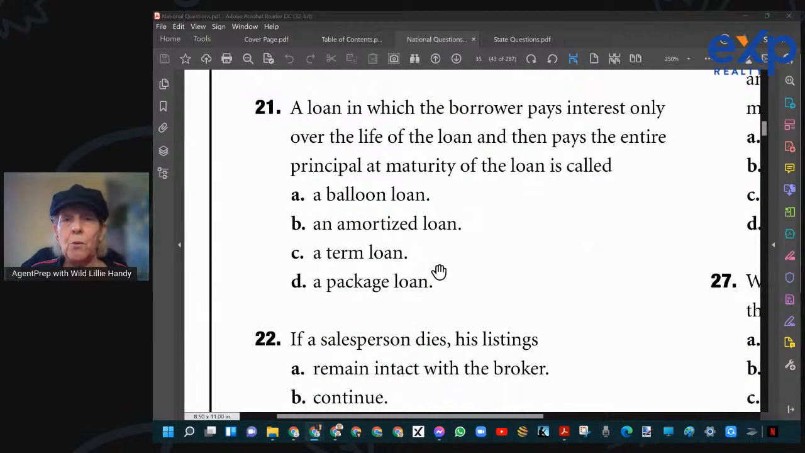Okay, number 21. Got it? Any questions? Nope, I don't see any questions.